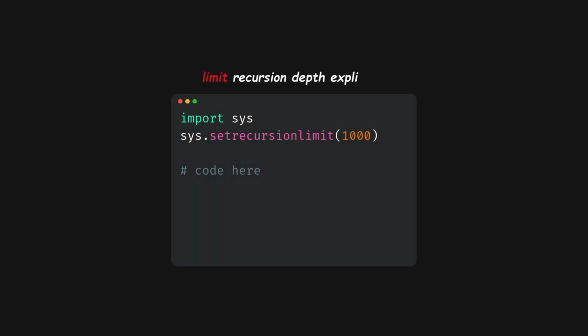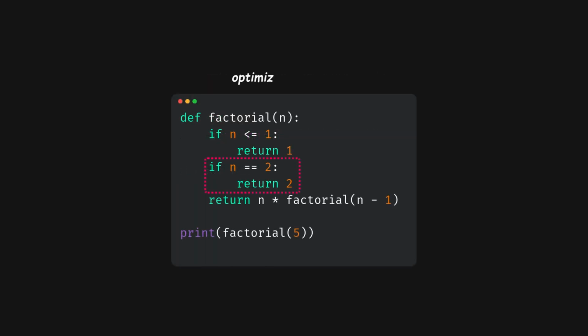There are other optimization techniques like limiting recursion depth explicitly, optimizing base cases to avoid unnecessary recursive calls, and lazy evaluation can also be considered. I guess that's it. We can choose the right optimization technique to ensure that recursion is efficient.